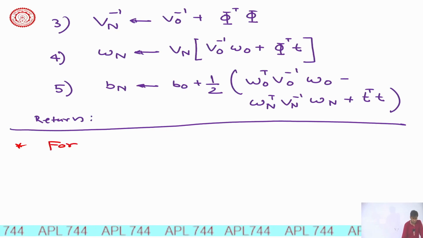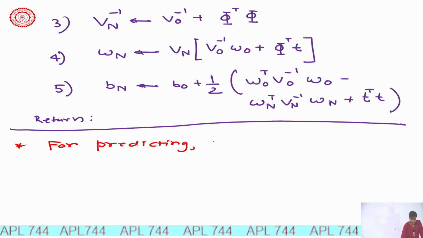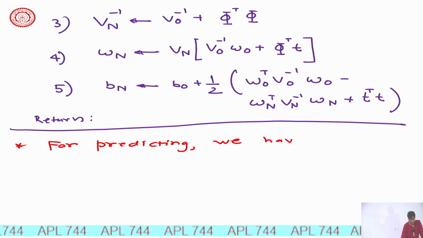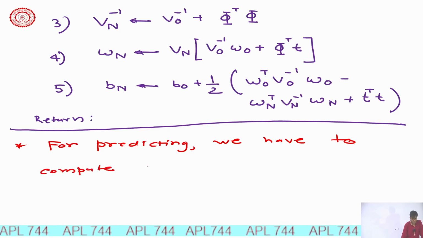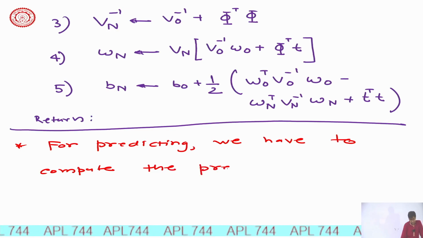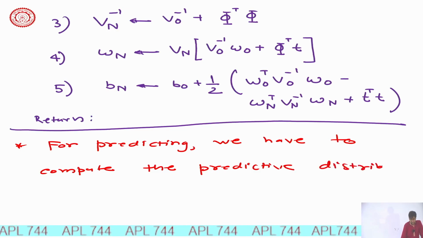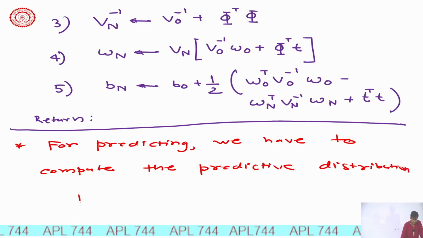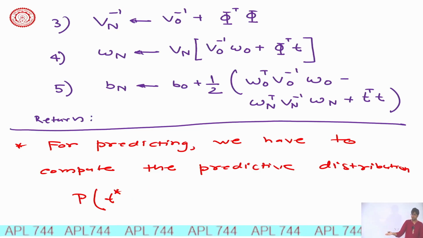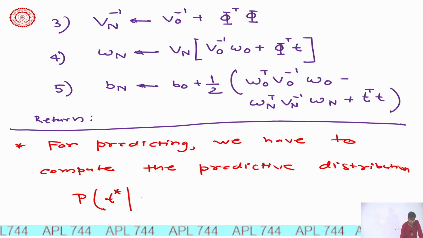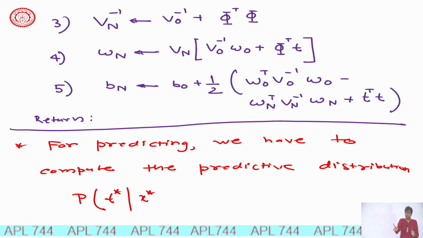For predicting, we have to compute the predictive distribution, which takes the form probability. You want to find T star, which is unknown. You want to find a distribution for T star, given X star, which is a new input. So at a new X, you want to predict T.